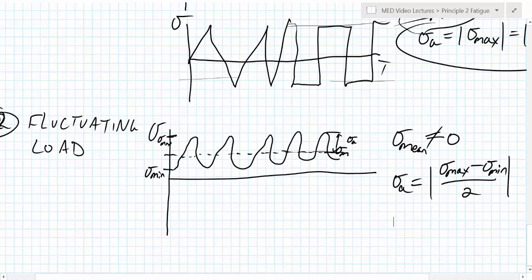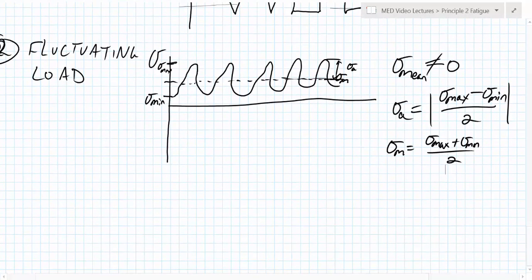The mean, of course, is just the average. So the sigma mean equals sigma max plus sigma min over 2. We don't want to use the absolute values here because it'll become important to us whether the mean is always in compression or if on average the stress is in tension.